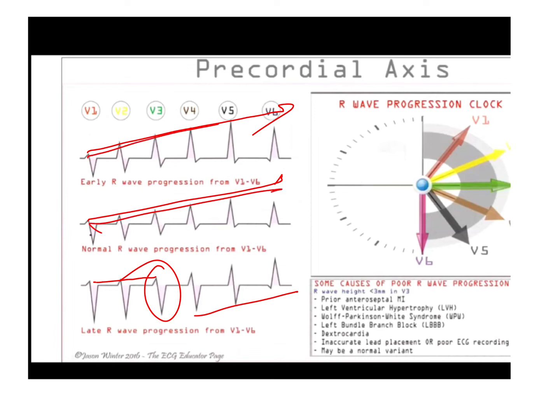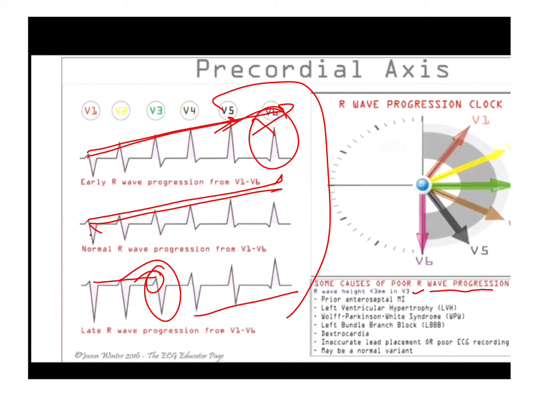This is the early R wave progression, but in the later leads like V6, the amplitude of the R wave decreases as compared to V5. These are the normal findings. We can see early R wave progression, we can see late R wave progression, but if the amplitude of the R wave in lead V3 is less than 3 mm, we call it a poor R wave progression.